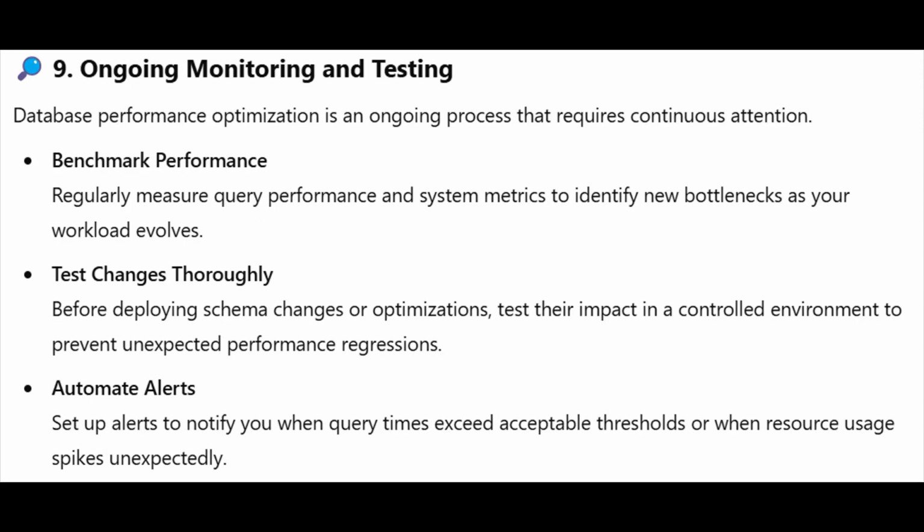Ongoing monitoring and testing. Database performance optimization is an ongoing process that requires continuous attention. Benchmark performance. Regularly measure query performance and system metrics to identify new bottlenecks as your workload evolves. Test changes thoroughly. Before deploying schema changes or optimizations, test their impact in a controlled environment to prevent unexpected performance regressions. Automate alerts. Set up alerts to notify you when query times exceed acceptable thresholds or when resource usage spikes unexpectedly.